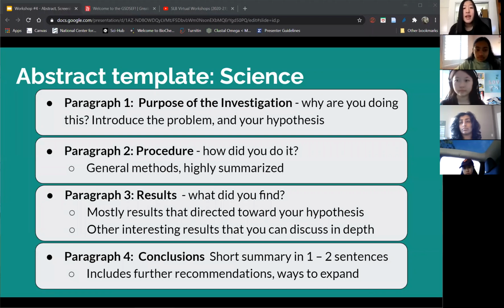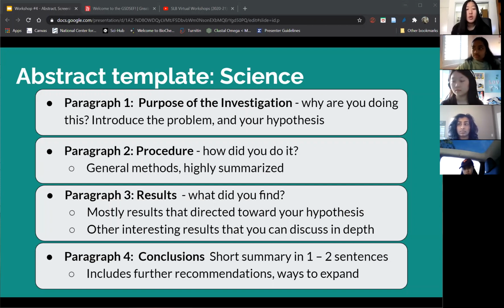Here's a template of an abstract that you can use to guide your writing for science projects. Like we said, paragraph 1 summarizes some background and introduces your problem as well as your hypothesis. Paragraph 2 is a summary of your procedure. Here you shouldn't list the specifics of your materials, only cover the materials you use to alter the conditions of your experiment. In addition, only include procedures that you performed yourself.